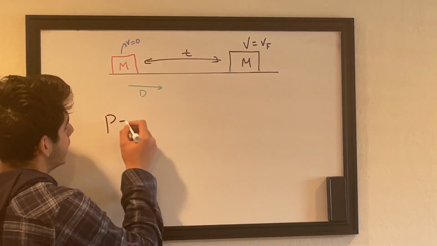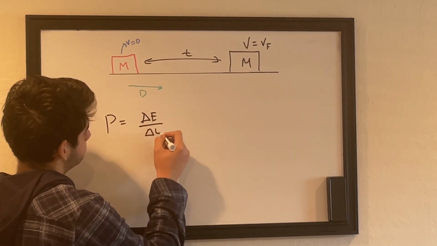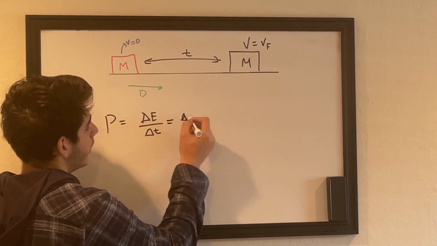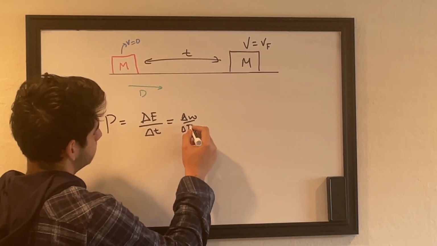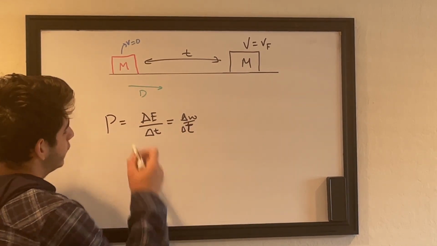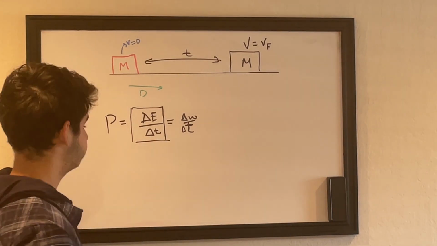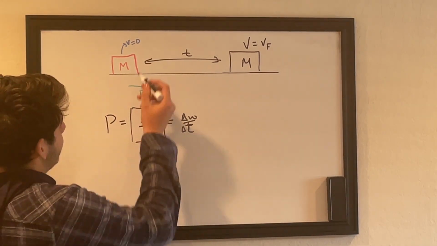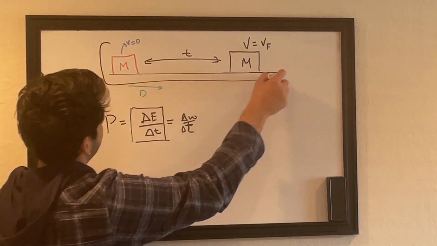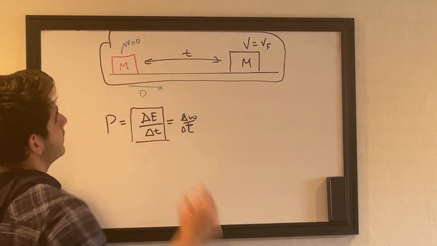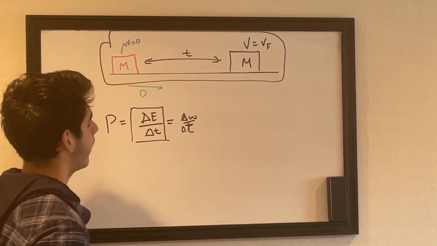What is power? Power is equal to change in energy over change in time, which is also equal to change in work over change in time. There's another formula: change in work over change in time. But for this problem, we're going to use change in energy over change in time. Okay, so the box, and this is the whole system. There's no outside thing that's been taken into consideration. There's no friction, there's nothing. This is the only thing taken into consideration.